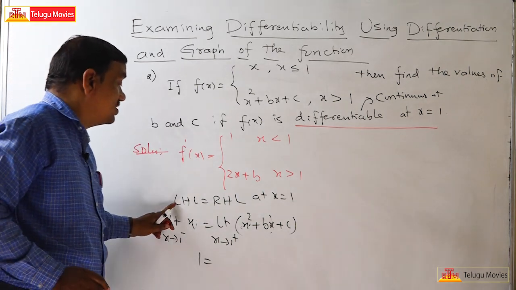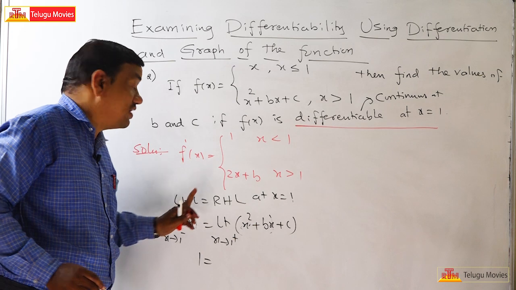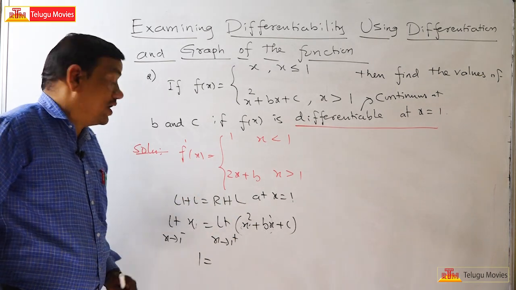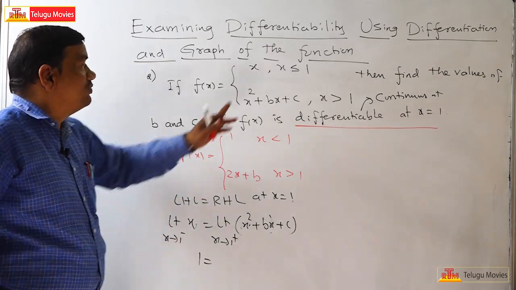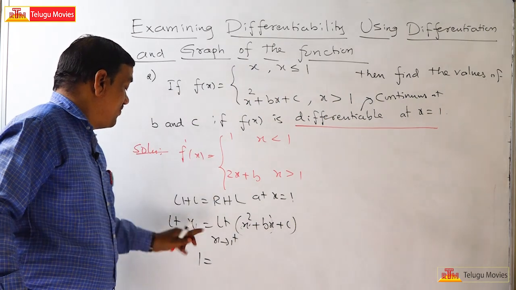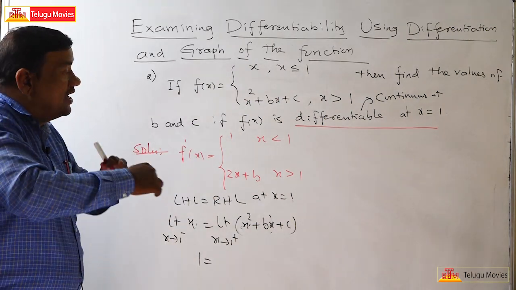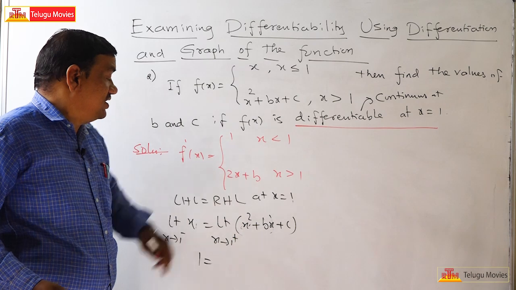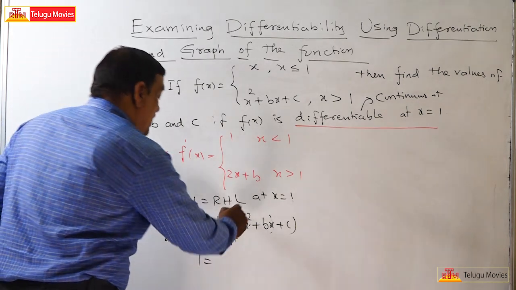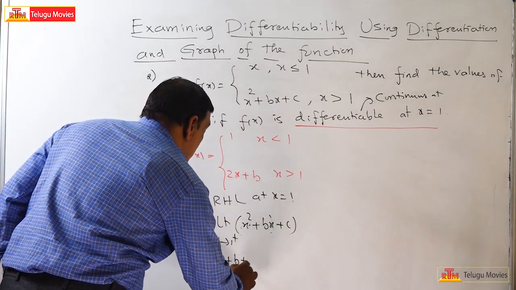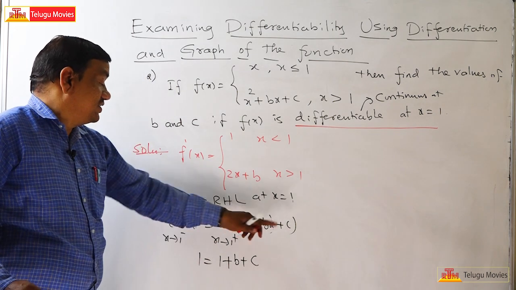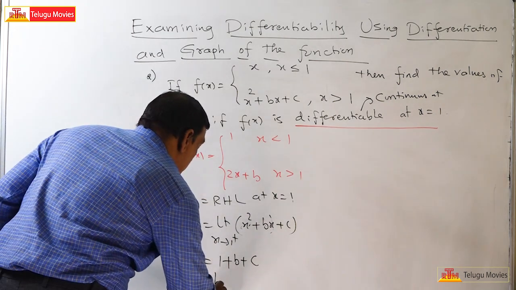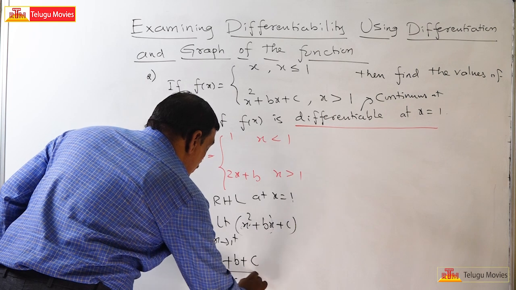Continuous at x is equal to 1 means LHL is equal to RHL. Limit x tends to 1 minus: for x less than 1 the function is defined as x, which gives 1. For x greater than 1, the right hand side limit is this. Substituting x is equal to 1, we get 1 plus b plus c. So here b plus c is equal to 0.